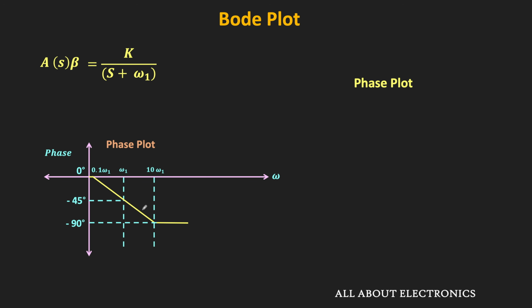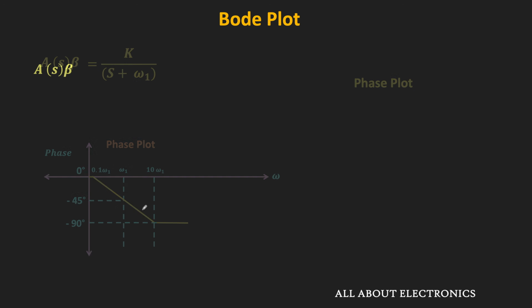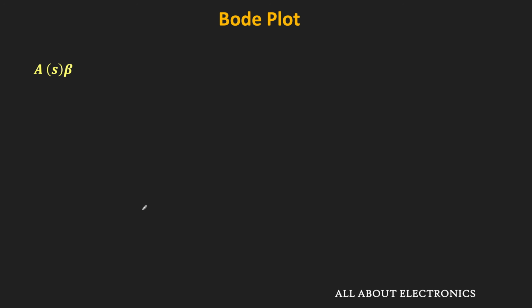So now let us see from this Bode plot how we can find the stability of the feedback amplifier. For that, let us take one simple example. Let's say A beta is equal to 100 divided by s plus 50. As you can see, here we have some constant value K, and in the denominator we have one pole. So before plotting the magnitude plot, first let us represent this function in the standard format.